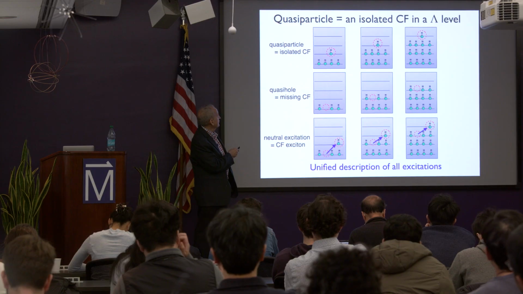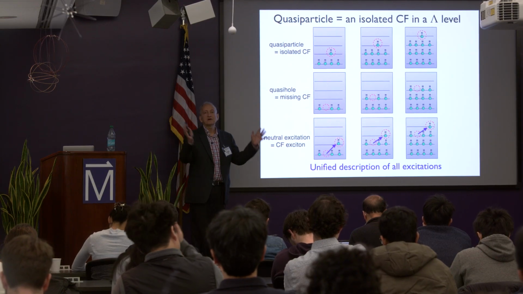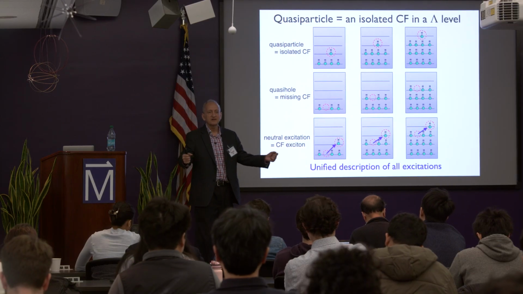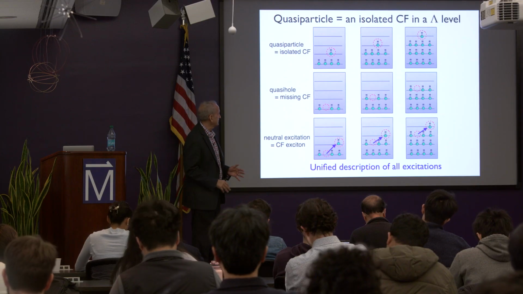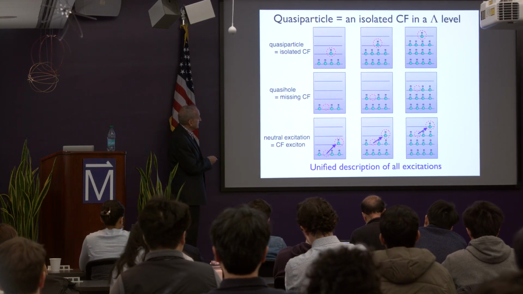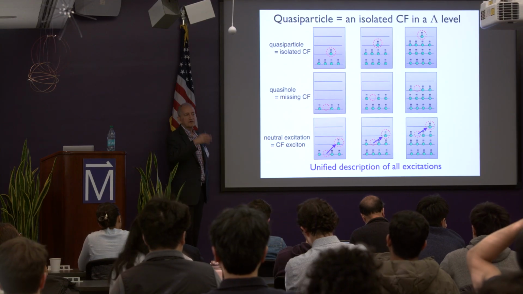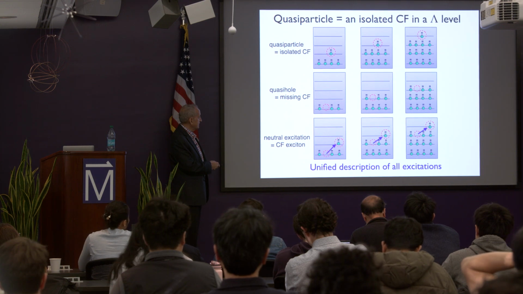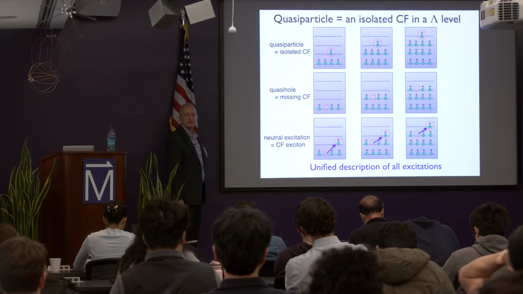Okay, so this is a quasi-particle of 1/3. This is of 2/5, 3/7. They're all composite fermions. In fact, they're the same composite fermions that you have in the ground state. So there is this unified picture. That's very appealing. A quasi-hole is just a missing composite fermion, and again, it's the same for all fractional Hall states. Neutral excitations, which I already talked about earlier, are particle-hole pairs of composite fermions.